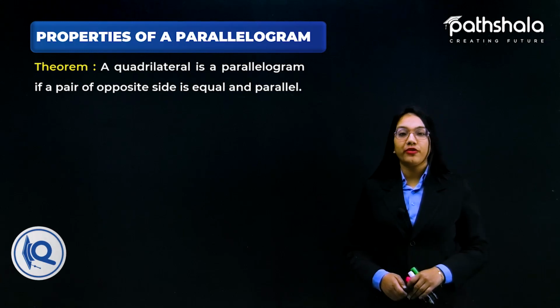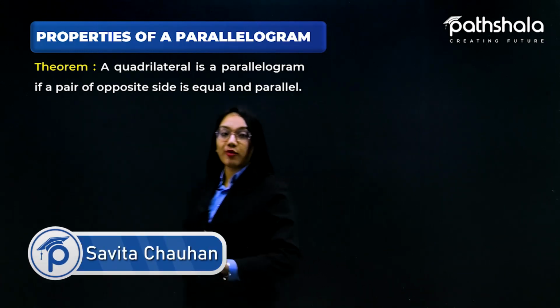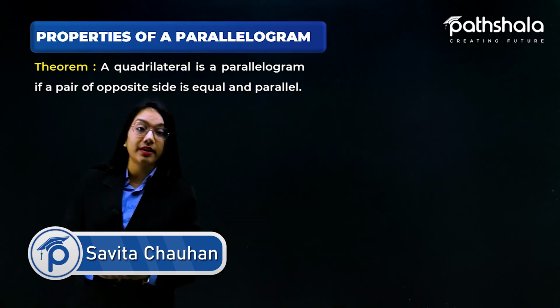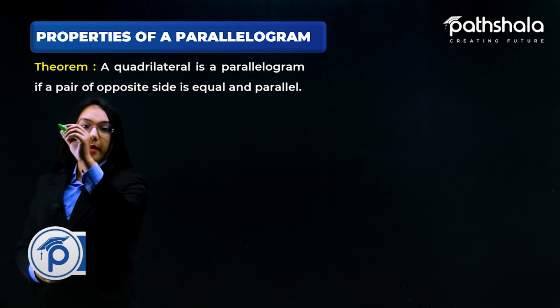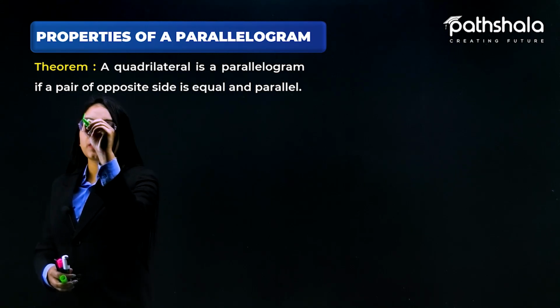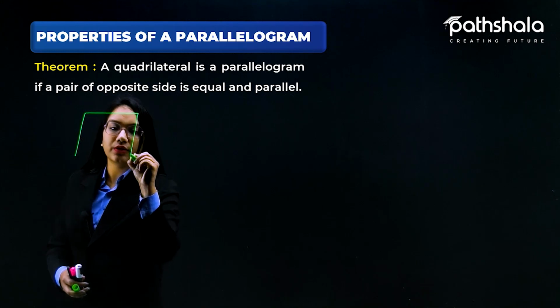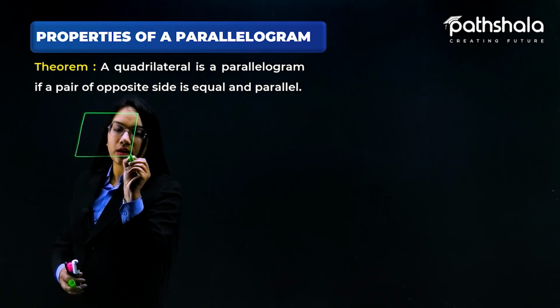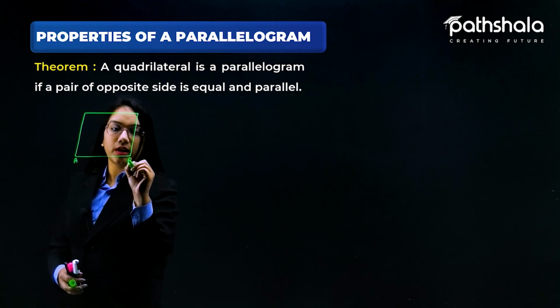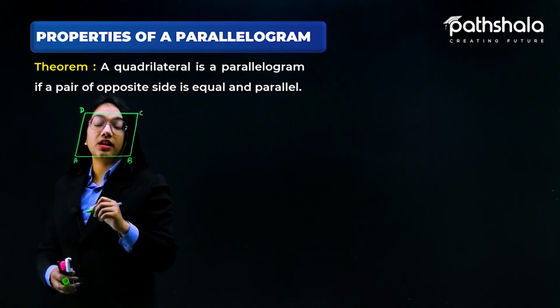Now let's move on to the next theorem, which says that a quadrilateral is a parallelogram if a pair of opposite sides is equal and parallel. So let us suppose I'm taking a quadrilateral, and we have to prove that this is a parallelogram. This is my quadrilateral, and I am taking it as A, B, C and D.